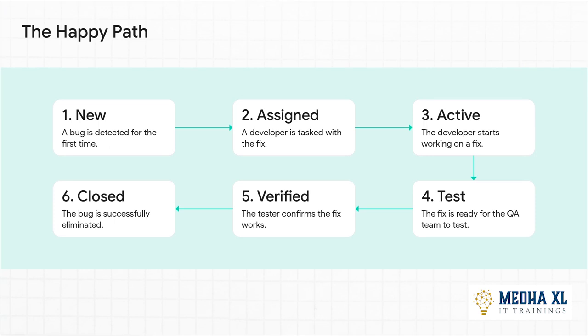So, in a perfect world, a bug follows what developers like to call the happy path. It starts out as new the second it's found. Then a manager assigns it to a developer. That developer marks it active when they start working. Once they think they've got a fix, it goes to test. If everything checks out, it's verified. And finally, the best status of them all, closed. Problem found, problem solved. Clean and simple.